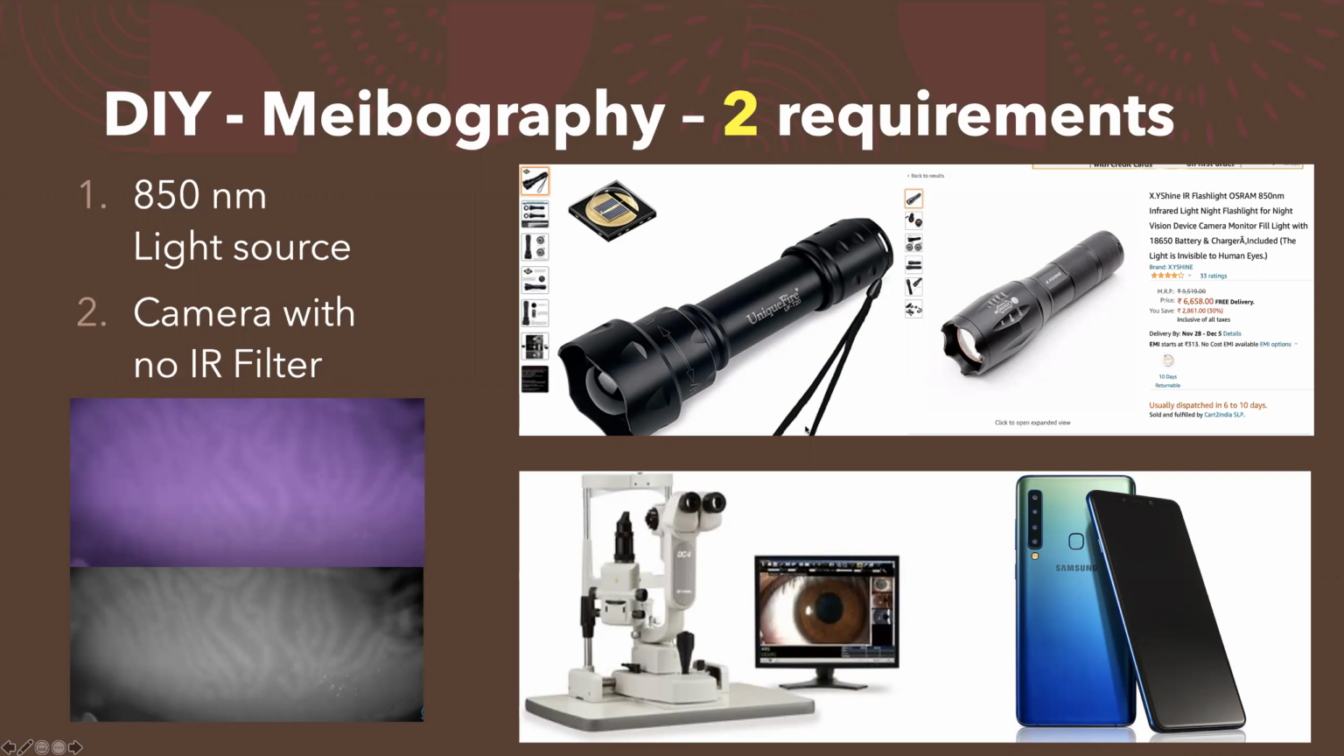So if you don't have access to a photo slit lamp, some phones, like the Samsung smartphones, have some models which are available without the IR filter. So all you need is a torchlight with an 850 nanometer light source and a camera without an IR filter. Lo and behold, you'll be able to see these beautiful glands in the lids.